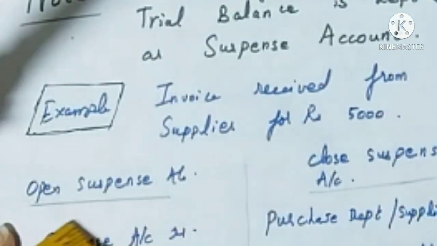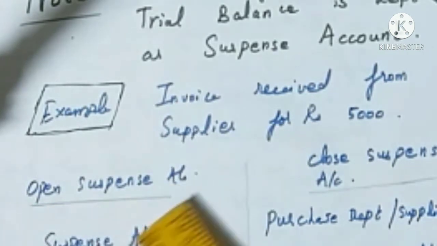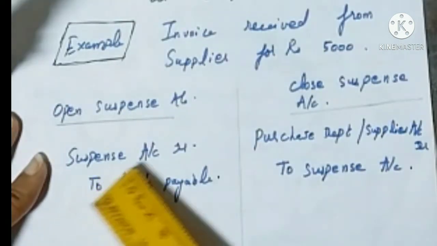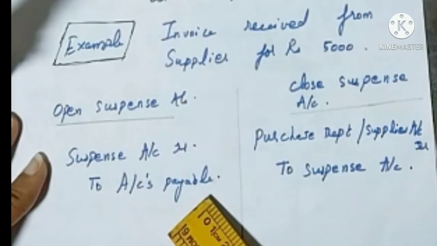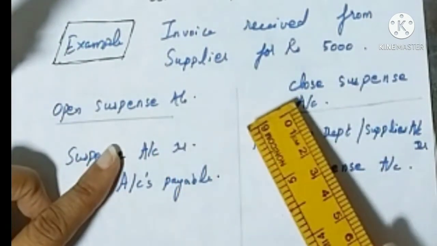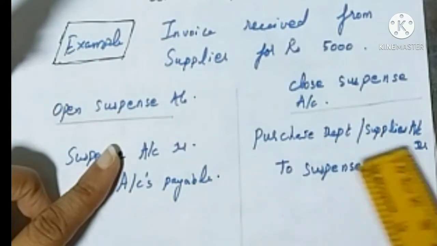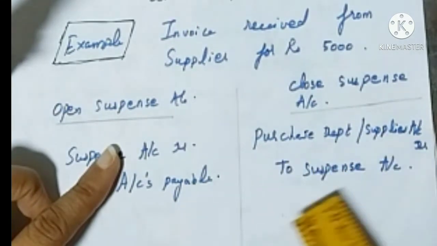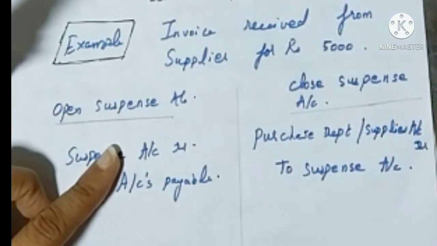So, in this case, we have to open a suspense account and write the entry as suspense account debit to accounts payable account. And after finding out where the error came from, we have to close the suspense account by writing the entry as purchase department or sub account debit to suspense account.